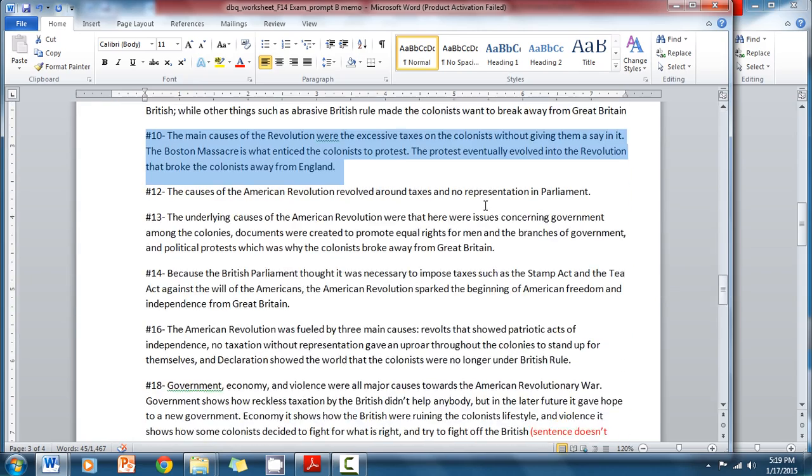Student number 10, the main causes of the revolution were the excessive taxes on the colonists without giving them a say in it.